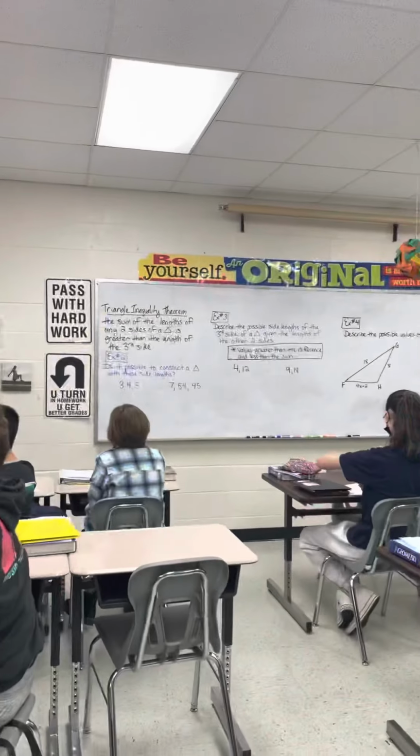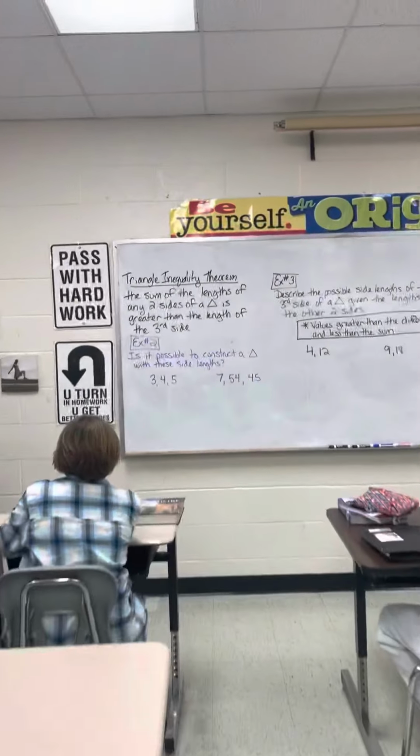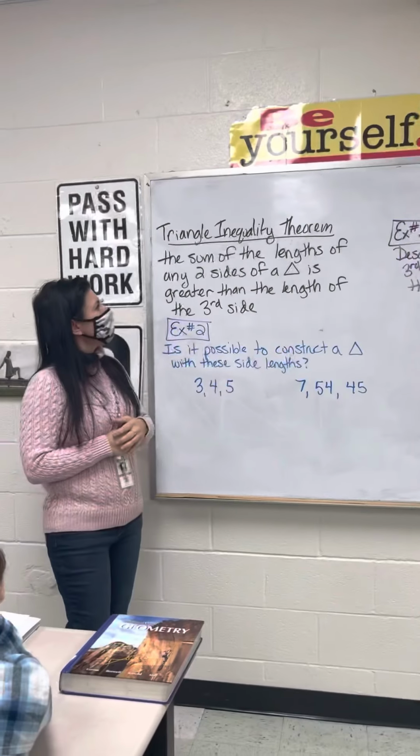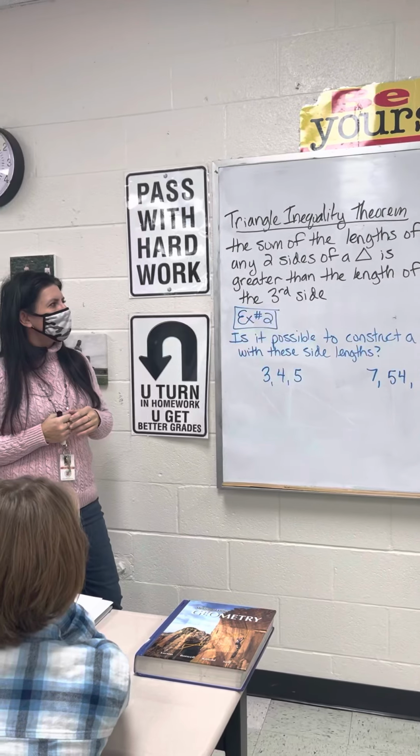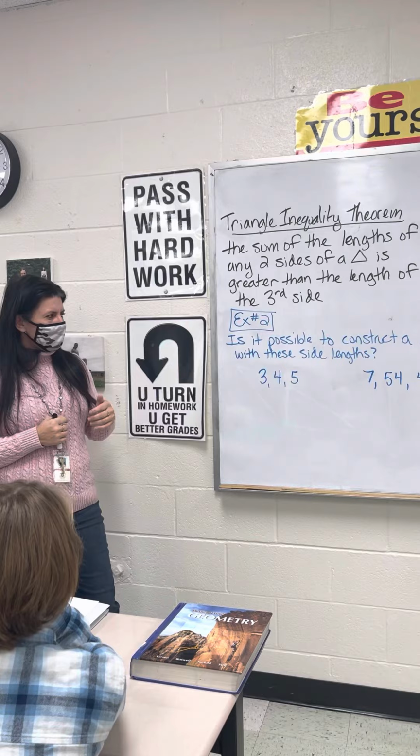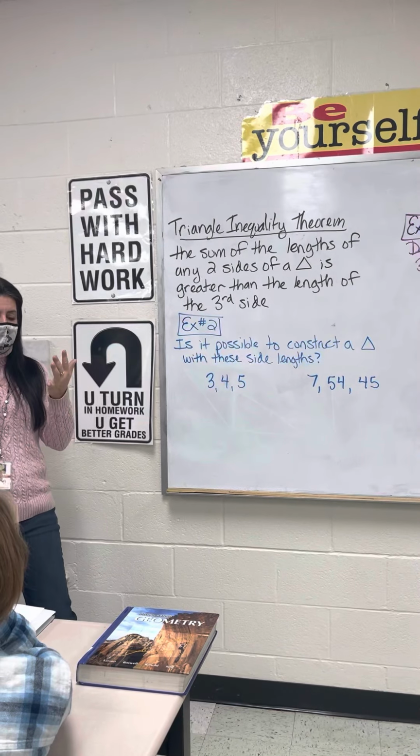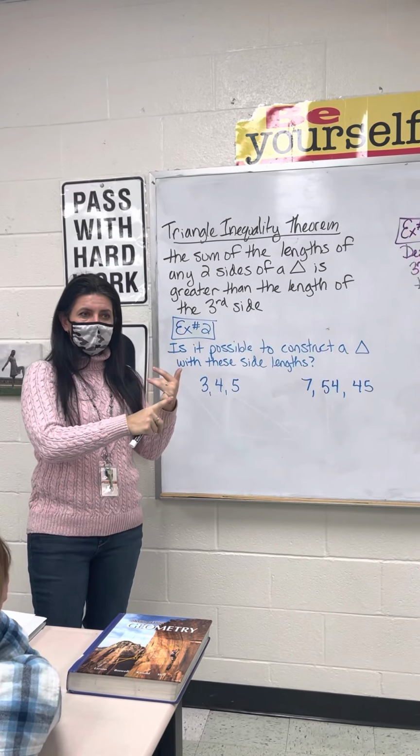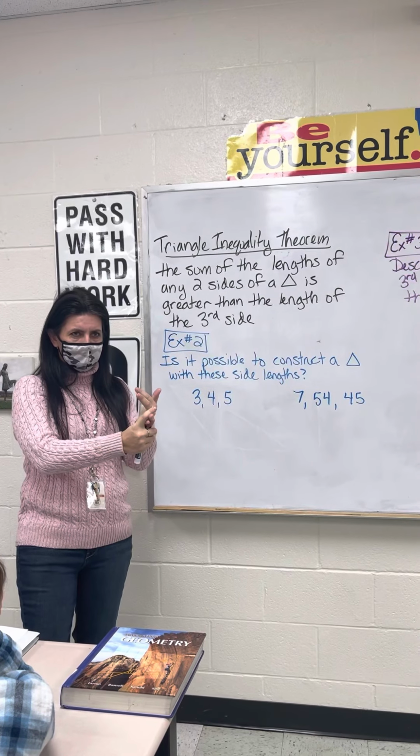Okay, moving on. Triangle inequality theorem. This one's a big one that's important. It says the sum of the lengths of any two sides of a triangle is greater than the length of the third side. You can use this to determine a possible length of a third side or if a triangle exists.